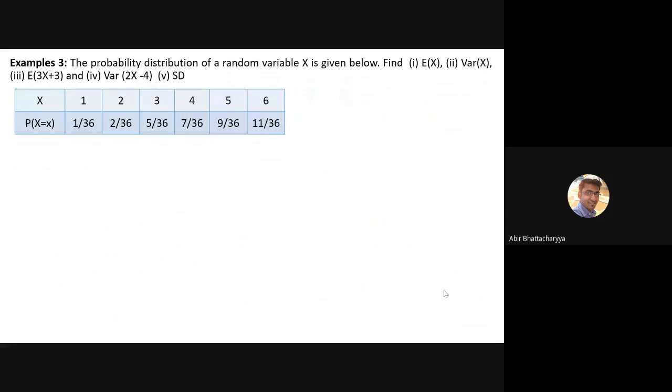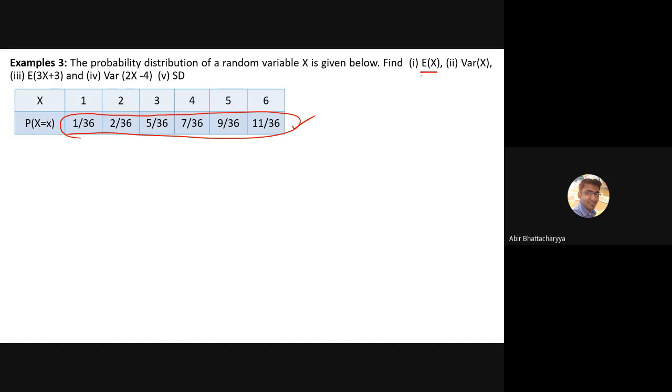Next example. The probability distribution of a random variable x is given below. Now you have to calculate expectation and variance. The same standard formula, so don't worry. First thing, check whether this is a probability distribution or not. You have to add them, and if you get 1, then we can proceed.